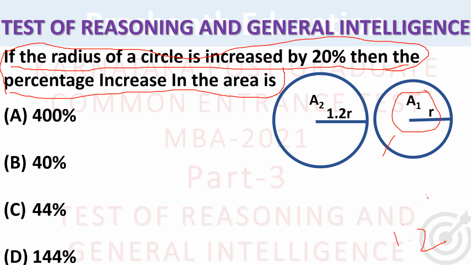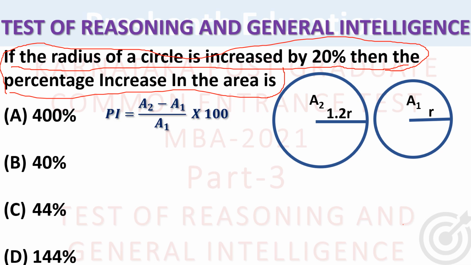Okay, since they have asked for a percentage increase, let's put a formula. Percentage increase is equal to area of the second circle minus area of the first circle, divided by area of the first circle, into 100. We get the percentage increase. Okay, now let's substitute the values. So pi R2 square minus pi R1 square divided by pi R1 square into 100. So this pi will get cancelled.